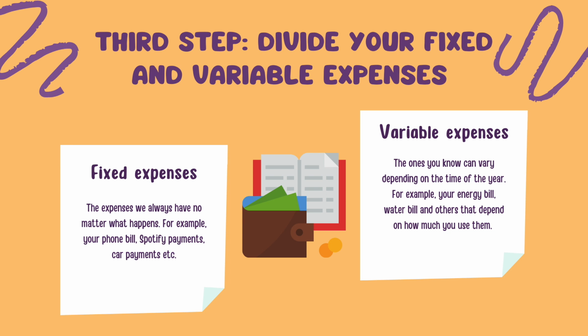Identify your variable expenses, the ones you know can vary depending on the time of the year. For example, your energy bill, water bill, and others that depend on how much you use them. Now, for the last step, we must make our budget.